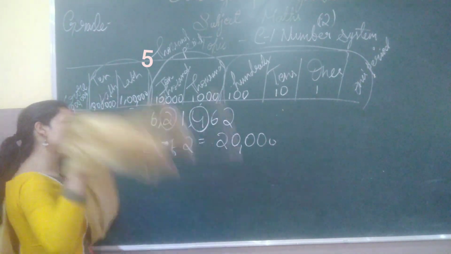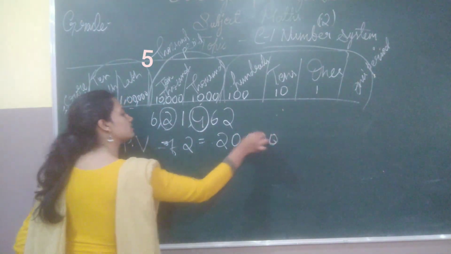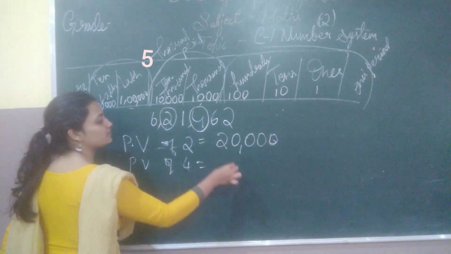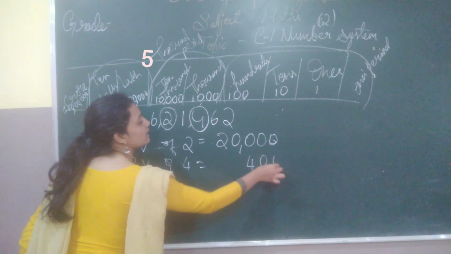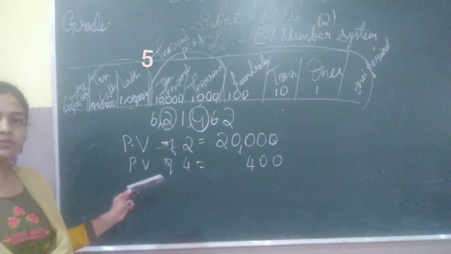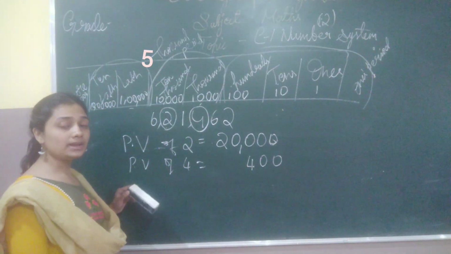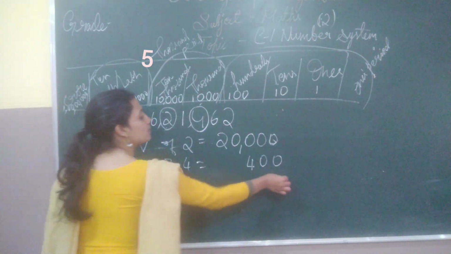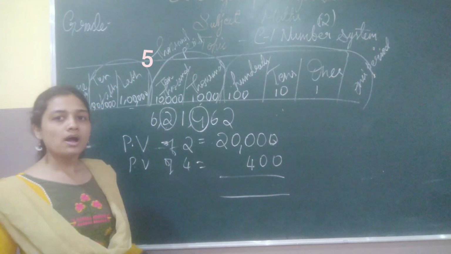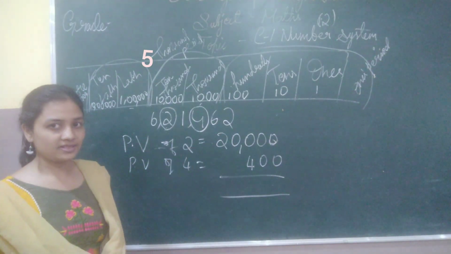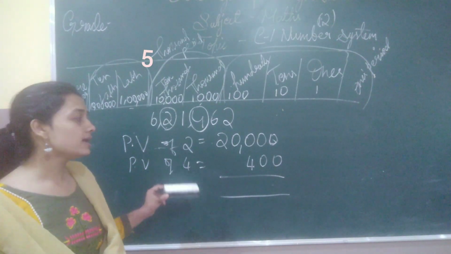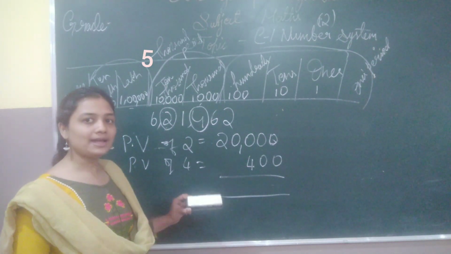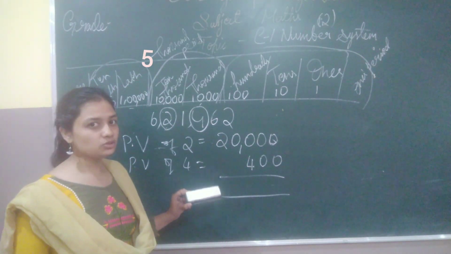Same thing let us do for 4 also. Place value of 4 is how much? It is in hundred place. So it is 400. So I know how to find the place value now. But the problem now is you have to find the sum of this and also subtract and find the difference of it. Sum means the answer you get by adding the numbers. Difference means the answer you get by subtracting two numbers.